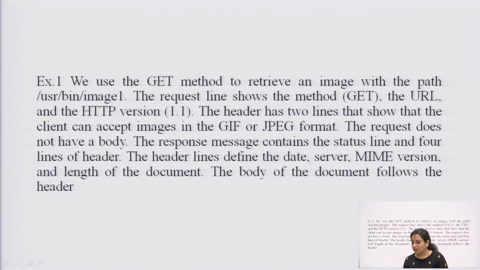Now, we use the GET method. This is an example which is going to explain more about HTTP and WWW. So, we use the GET method to retrieve an image with the path. This is the path, meaning the image name is image1, this is bin and this is user. So, the request line shows the method GET, the URL and the HTTP version 1.1.